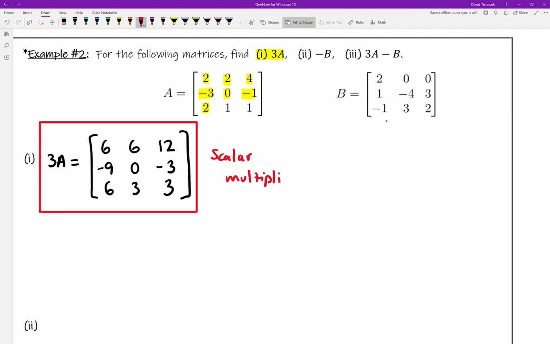That just means we need to multiply each entry of a matrix times a certain scalar, or a certain number. So scalar multiplication is very, very important to know how to do.